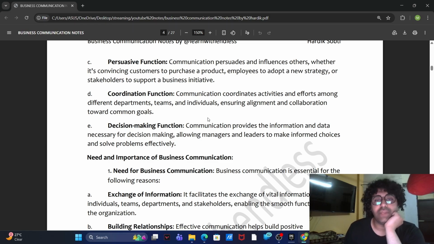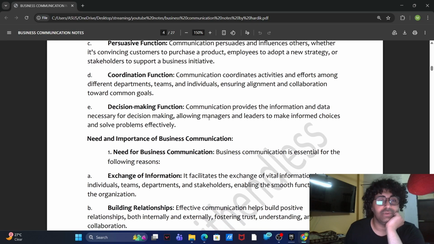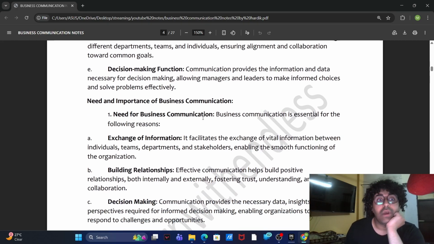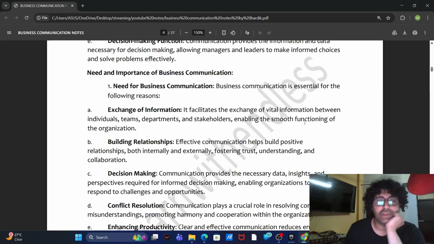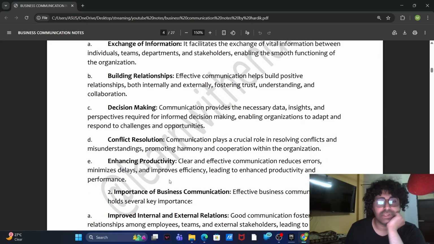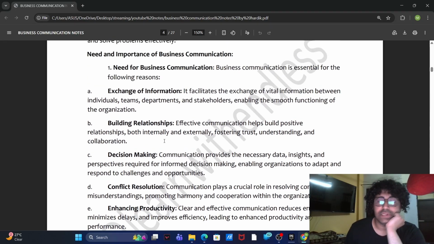Coordination function. Communication coordinates activities and efforts among different departments, teams, and individuals, ensuring alignment and collaboration towards common goals. Decision making function. Communication provides the information and the data necessary for decision making, allowing managers and leaders to make informed choices and solve problems effectively. New topic. Need and importance of business communication. Need for business communication. Business communication is essential for the following reasons: exchange of information, building relationships, decision making, conflict resolution, enhancing productivity. Let's go through them in detail one by one.